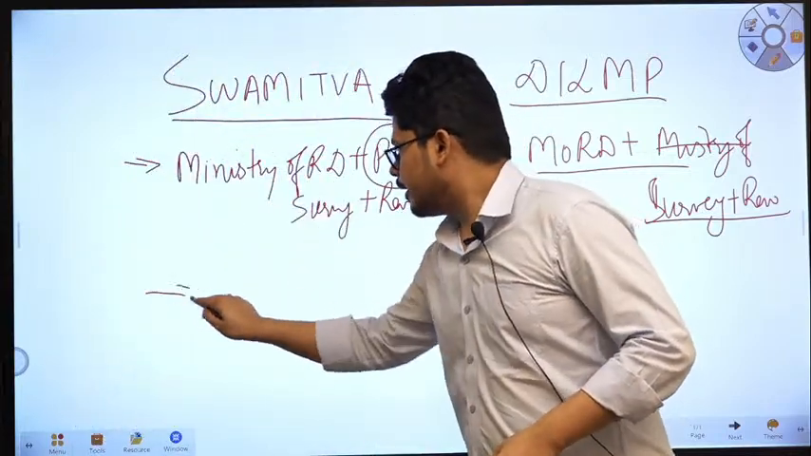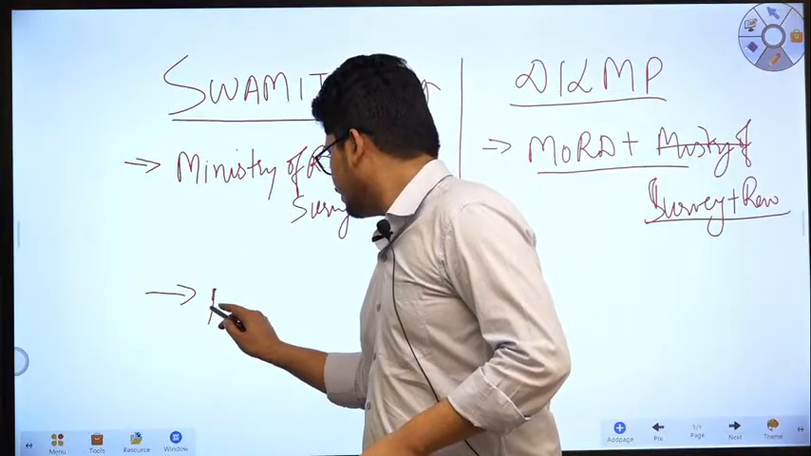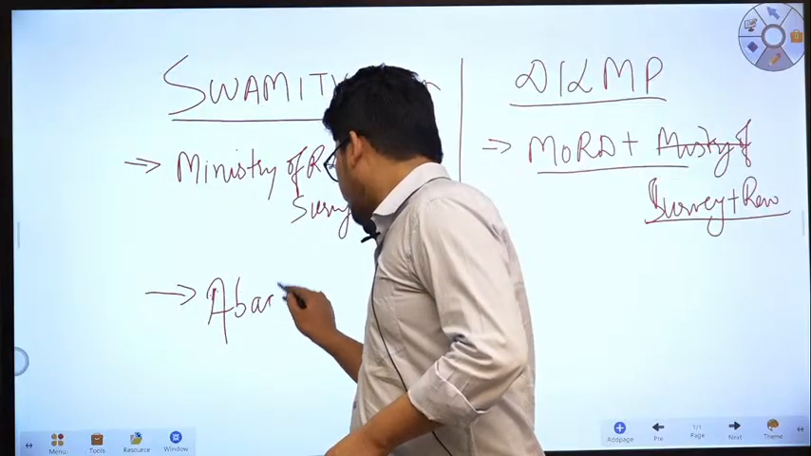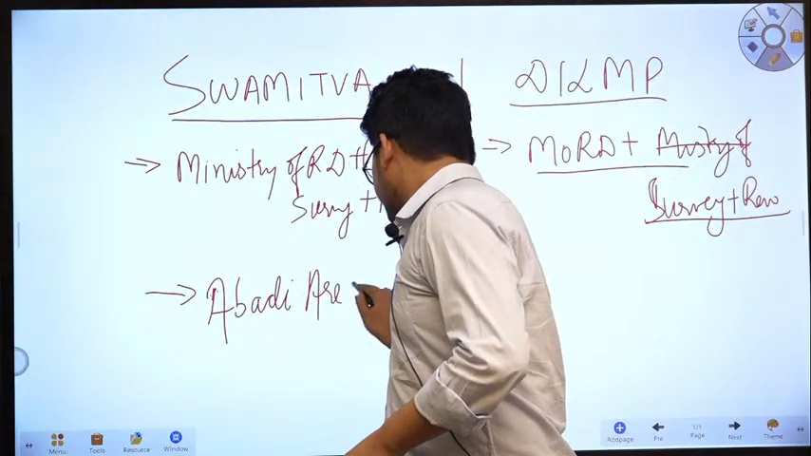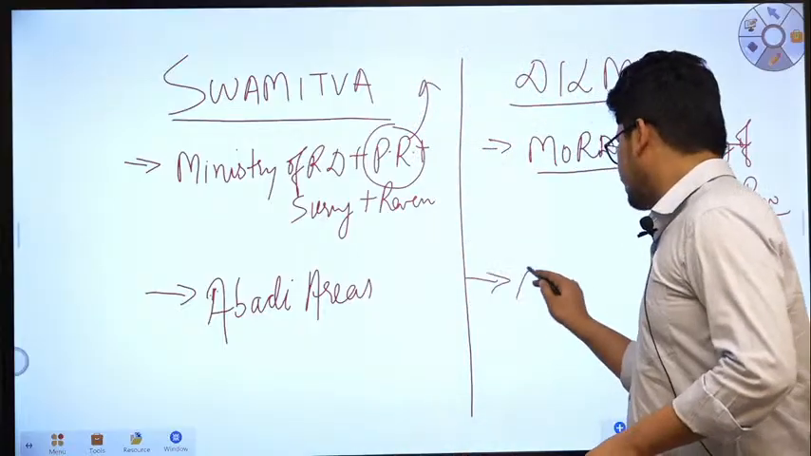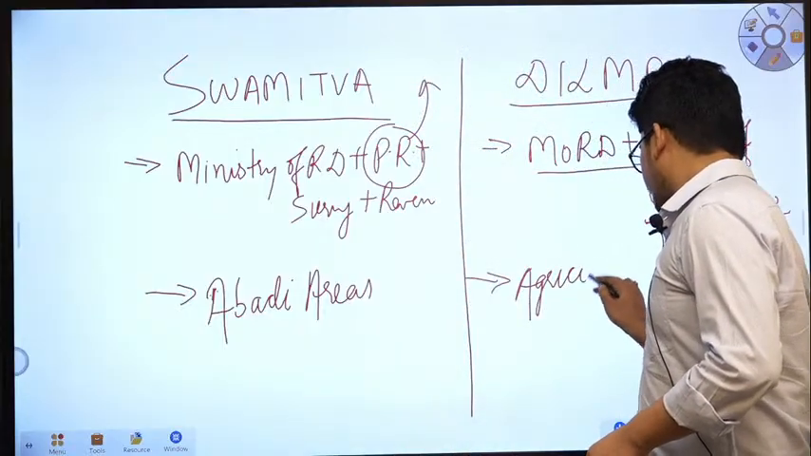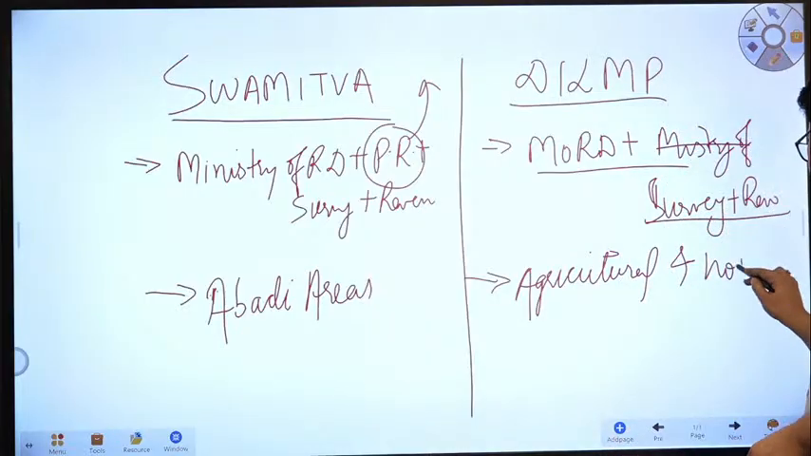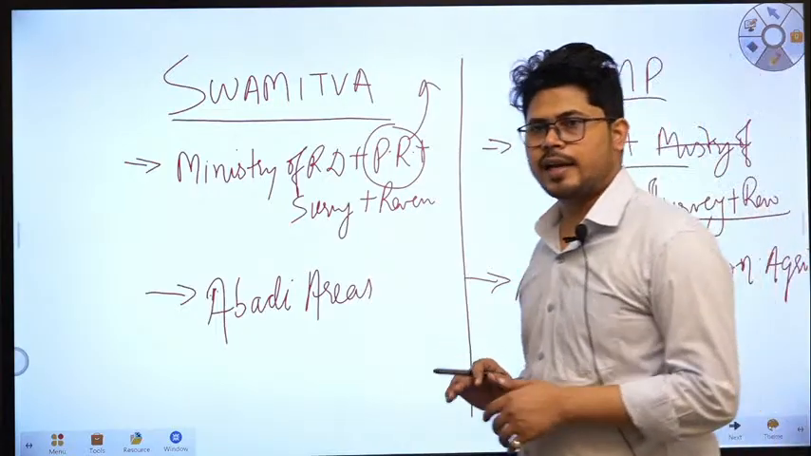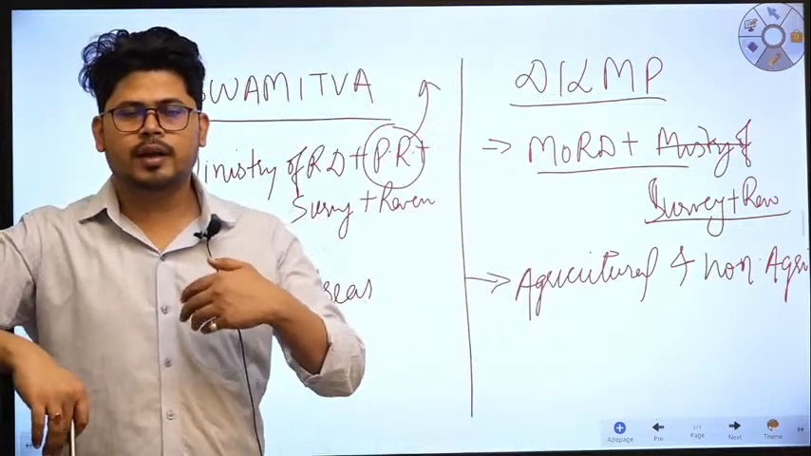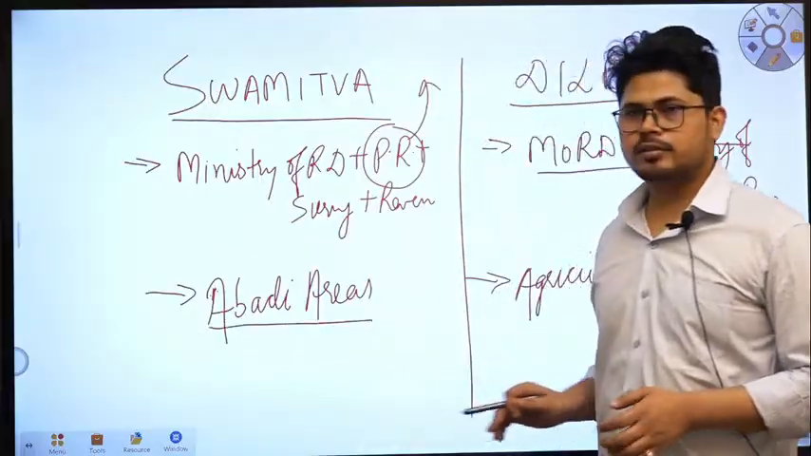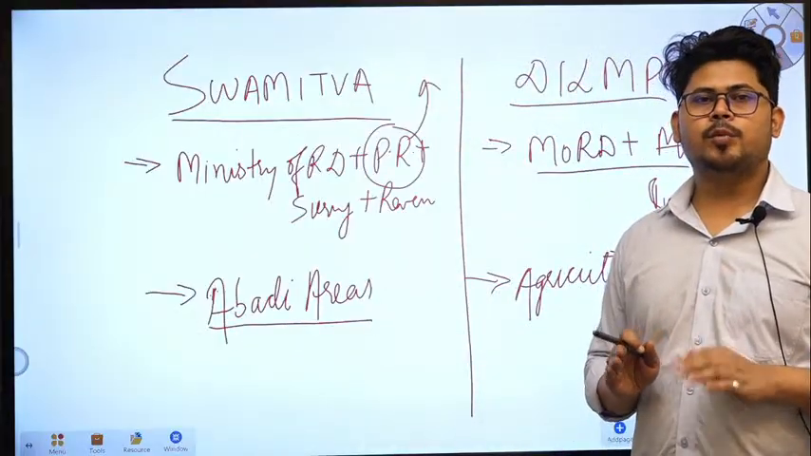Fine. The second one is it is about the property or abadi areas, very important, abadi areas. Fine. It is about agricultural lands, agricultural and of course non-agricultural commercial lands. Agriculture, non-agricultural lands, the ones which are not used for development of homes, but Swamitva scheme is for development of the land that is being used for property development.